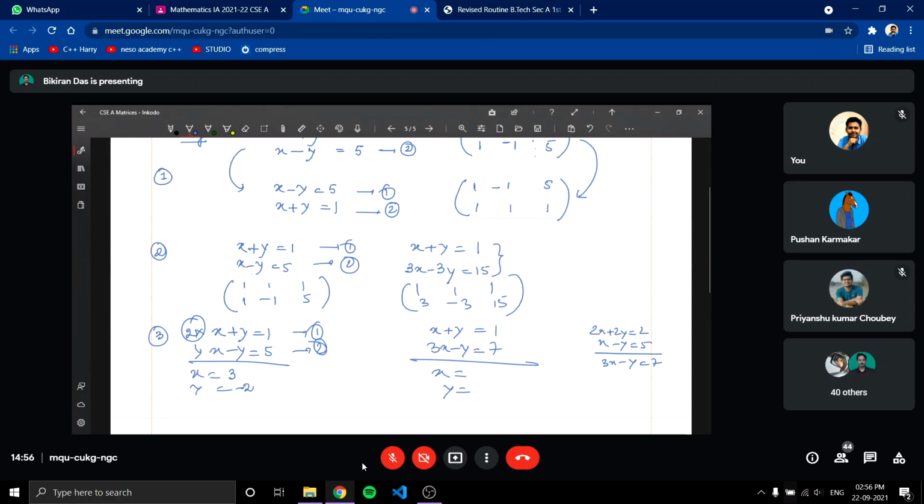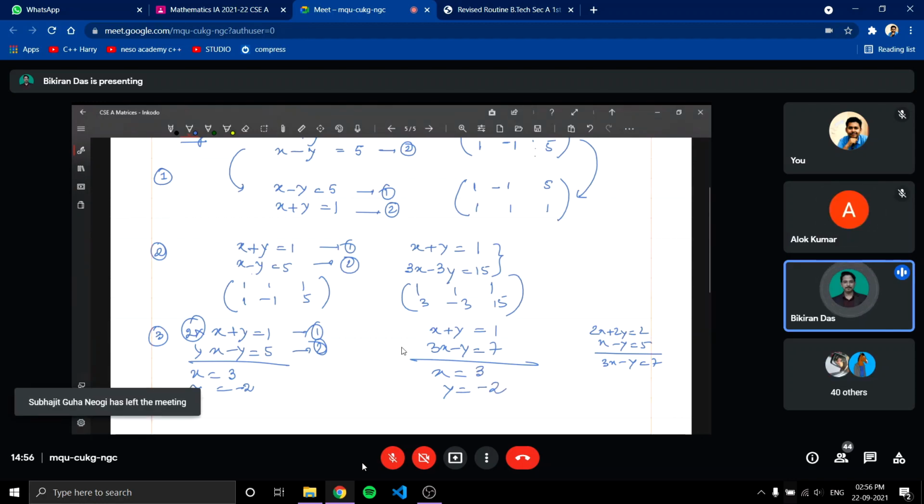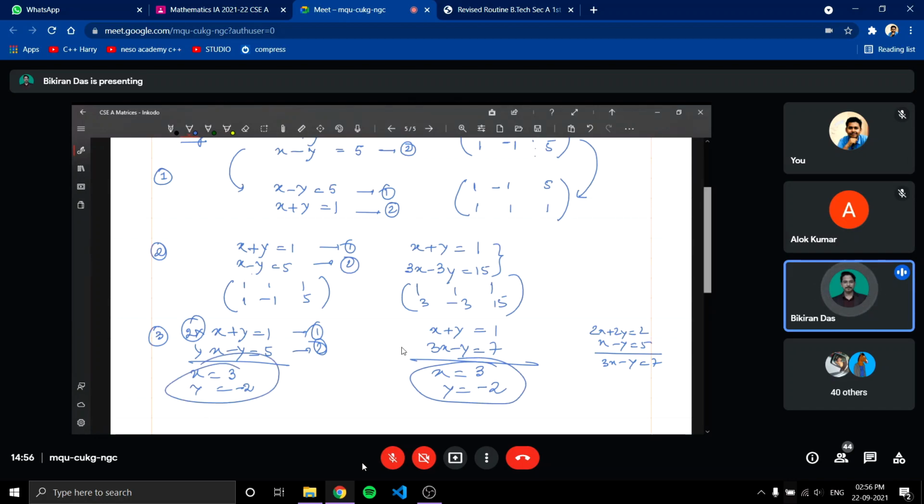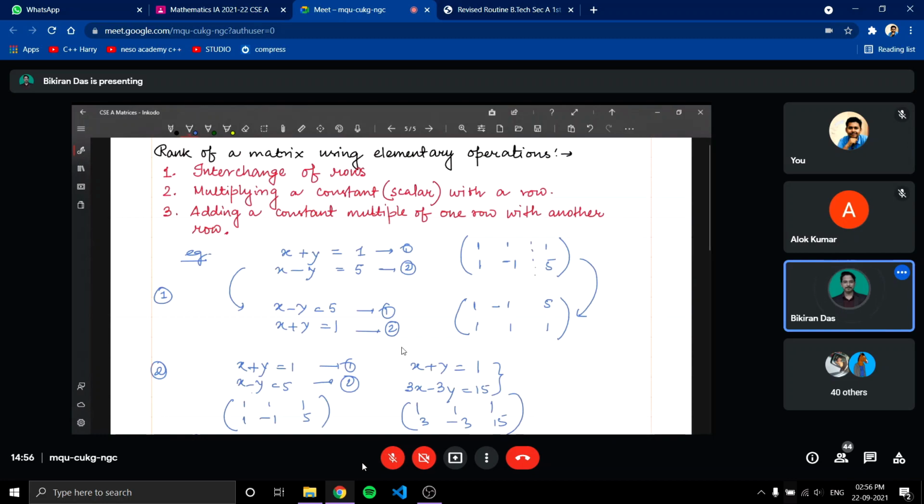Same, sir. The 3 and minus 2. Same. That means what? If you multiply something and add that to the other equation, or add or subtract the second equation, the solution won't change. The solution is the same thing. So if you multiply a row with some constant multiple and add that to another row, the solution will not change.